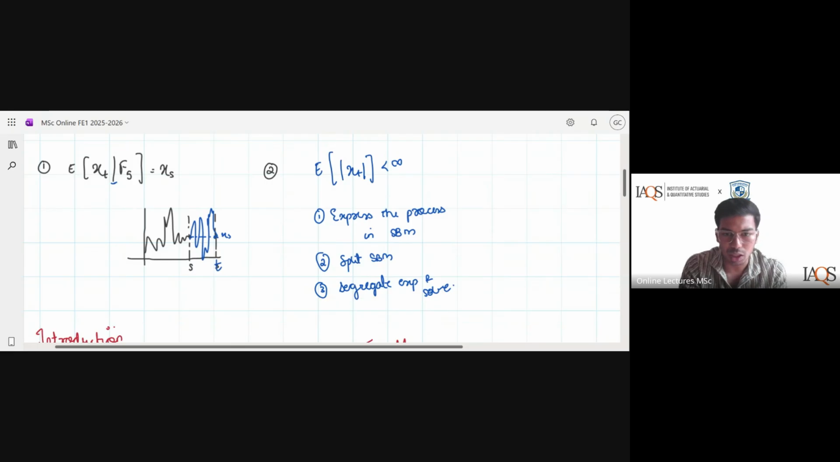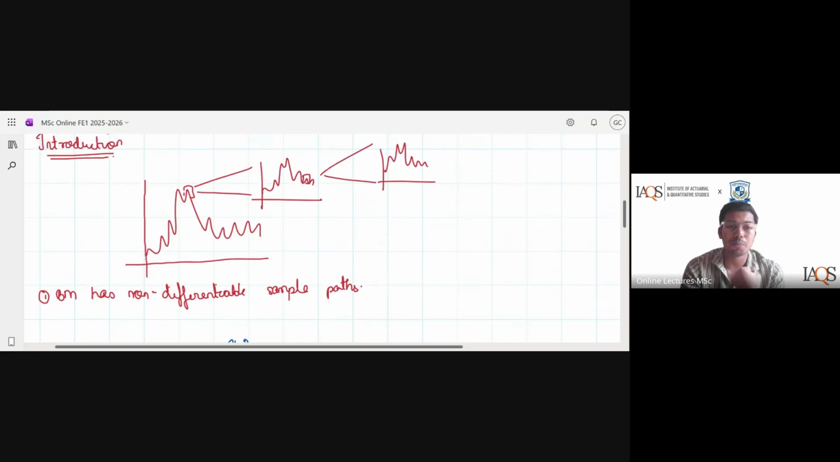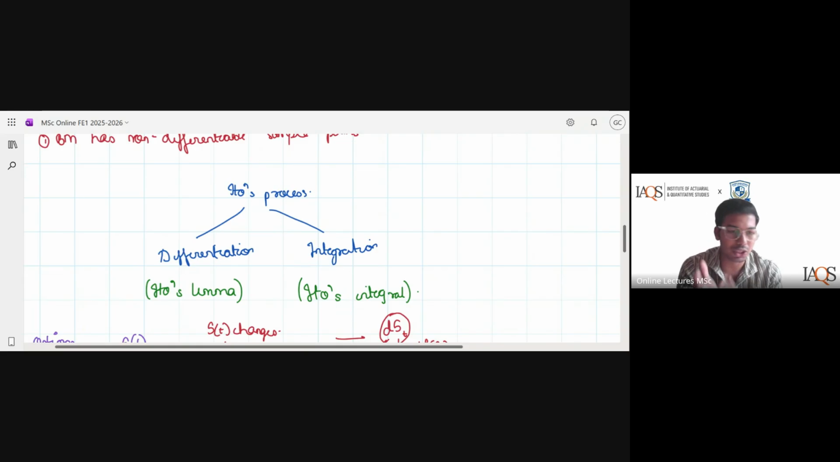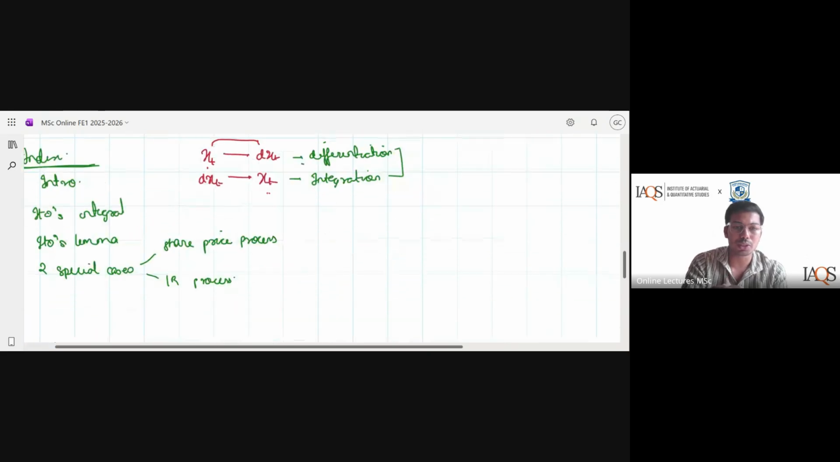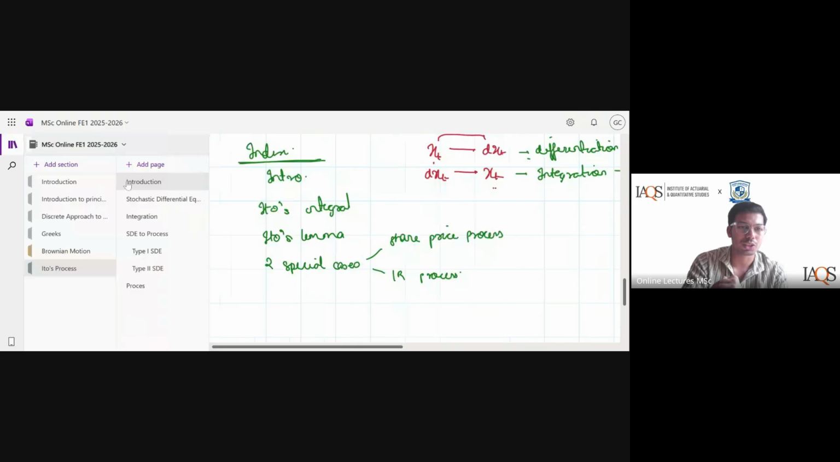Now, we revised martingales over here. We understood that Ito process gives you two rules or two frameworks. One is the differentiation rule, the other is the integration rule. The differentiation rule of Ito is called Ito's lemma. The integration rule of Ito is called Ito integral. So the entire purpose, okay, let's do it later.